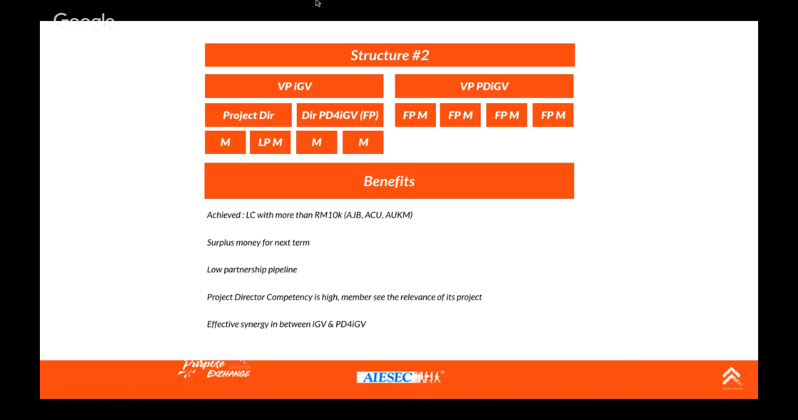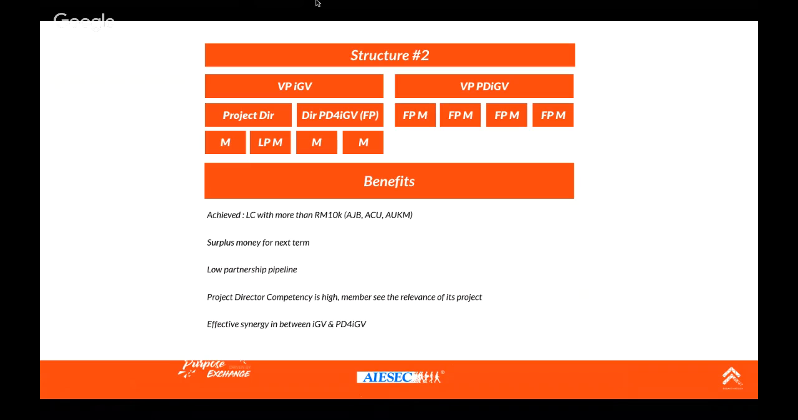Third, we also tackle the partnership pipeline problem. The benefit is that with the surplus money, we can do a lot of different initiatives from a partnership perspective, or even a strategy, for example, lowering your EP fee. All of this surplus money is from this 2018 term with a shorter structure that is easy to manage.